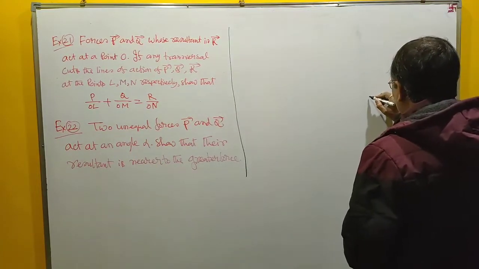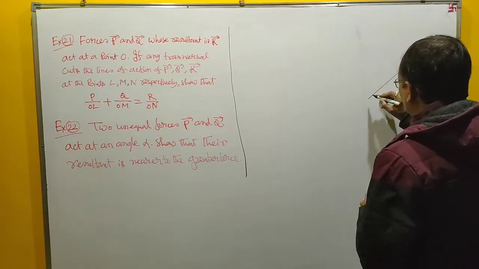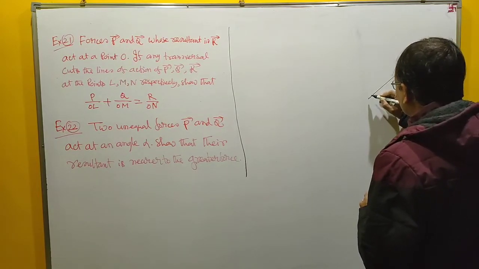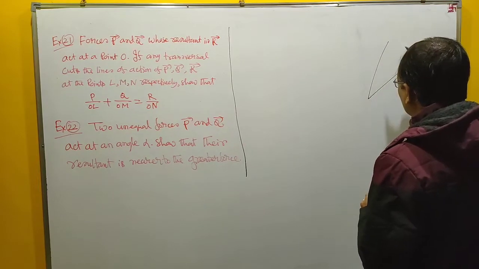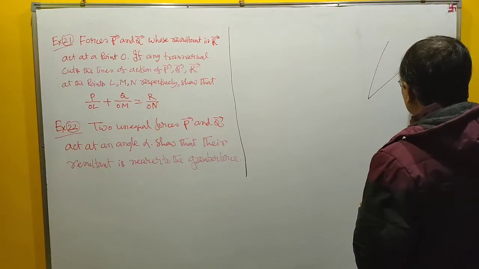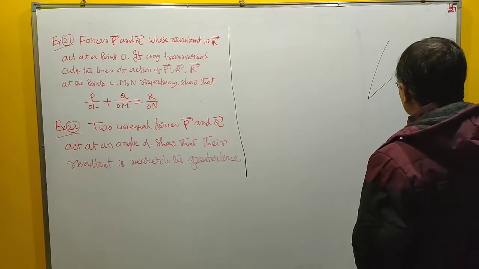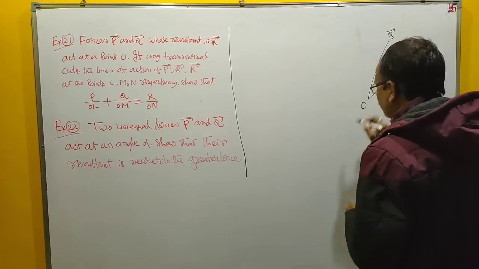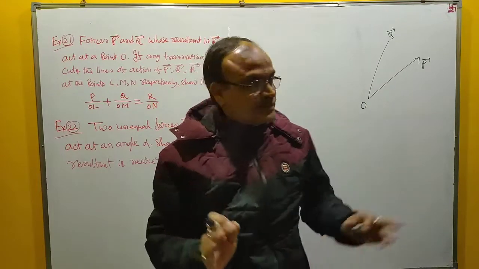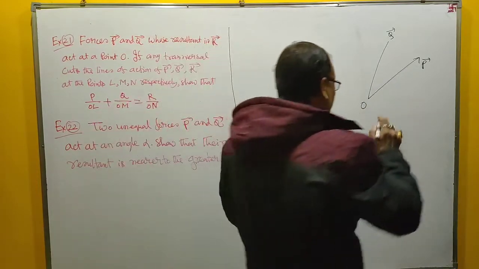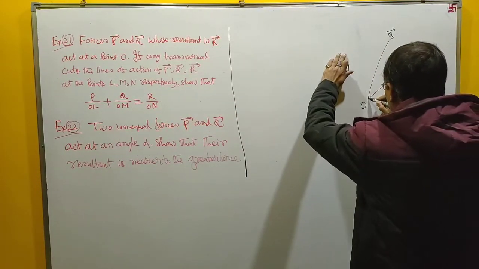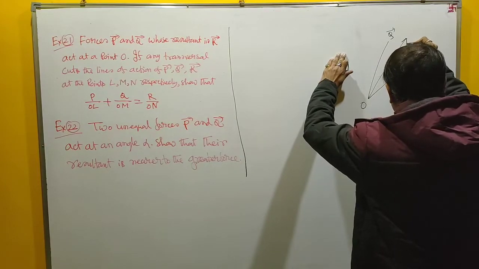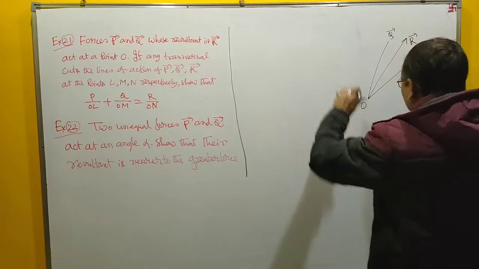See, suppose this is force P, this is force Q, acting at the point O. The resultant of P and Q is R. Suppose this is the resultant of P and Q, R.